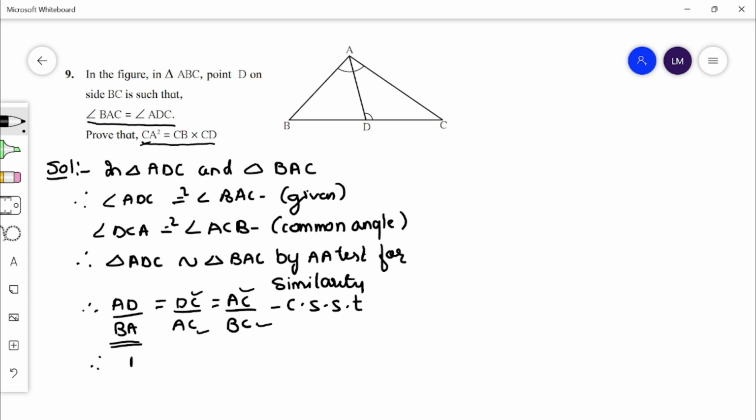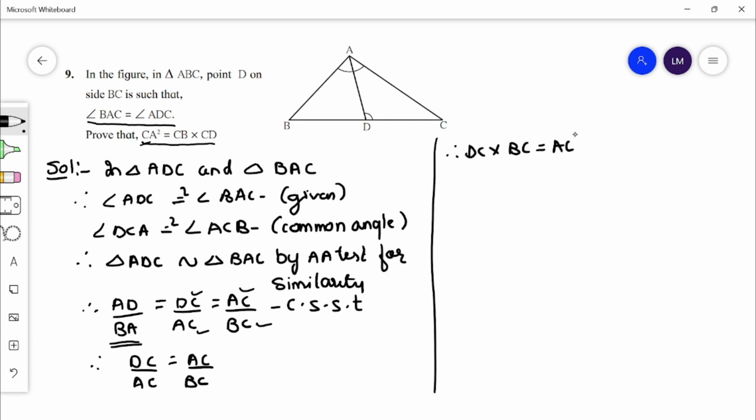So we'll write DC upon AC is equal to AC upon BC. Therefore, after cross multiplying, we get DC into BC is equal to AC square, right? So, before this step, you can even write like this: DC into BC is equal to AC into AC. So, this becomes AC square. So, according to the question, we can write CA square is equal to CB into CD.